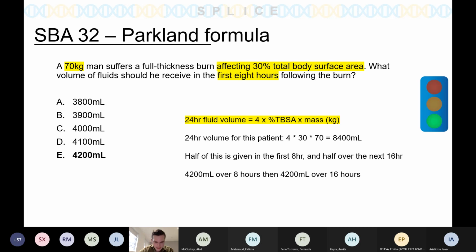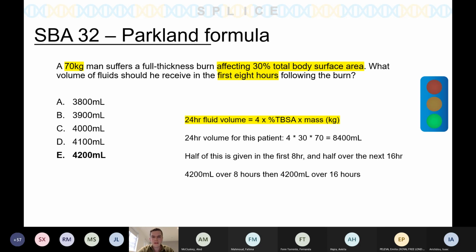What have we got? Okay, so the Parkland formula is what you use to work out the amount of fluids that someone should receive in the first 24 hours following a burn. And it is worth memorizing because I think you'll have a question potentially in 5th year or final year. And the formula is quite straightforward. It's 4 times percentage total body surface area that was burnt, so this is 30, times the body mass in kilos, i.e. 70. So 4 times 30 times 70 is 8.4 litres, which is what the patient should receive in the first 24 hours of management after the burn.